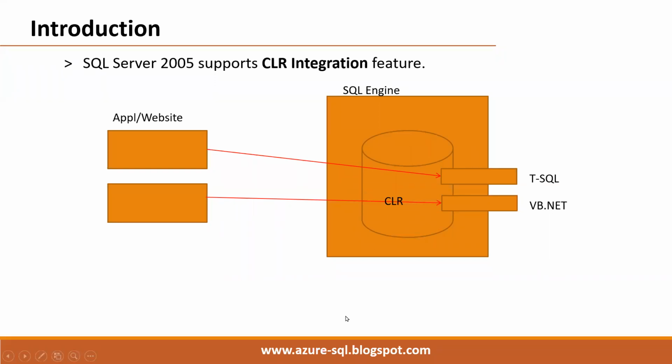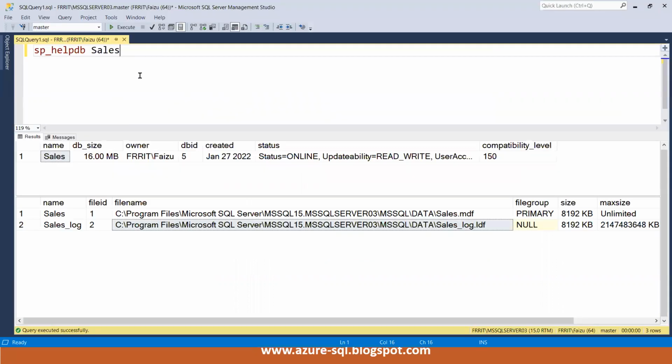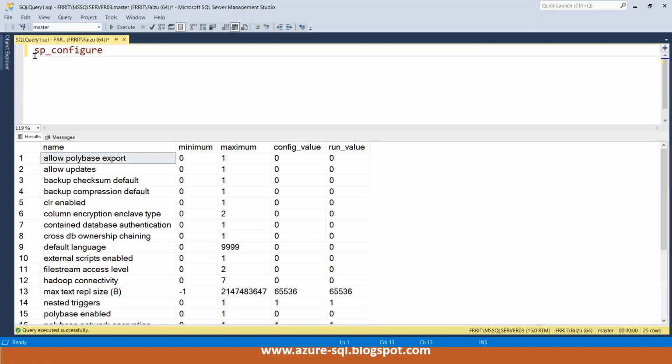But remember, for security reasons, most of the time, if there are no programs written with .NET languages, there is no need to enable this CLR. Check here, any feature, whether CLR enabled or any other feature, we can enable or disable by using one stored procedure called sp_configure. By using this stored procedure, we can enable or disable the CLR feature.